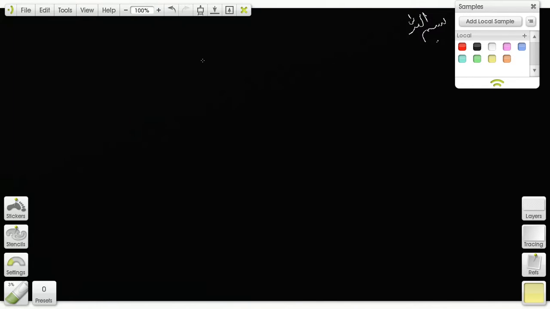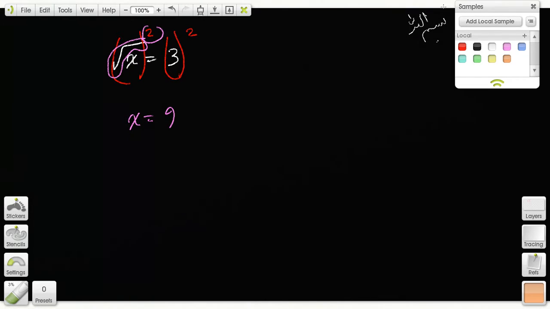Now, we talked briefly before about solving radical equations. If you have square root of x equals 3, the way we solve this is by squaring both sides. The square and the square root neutralize each other. So this becomes x equals 3 squared, which is 9. Make sense? But we said the basic principle of solving radical equations is what?